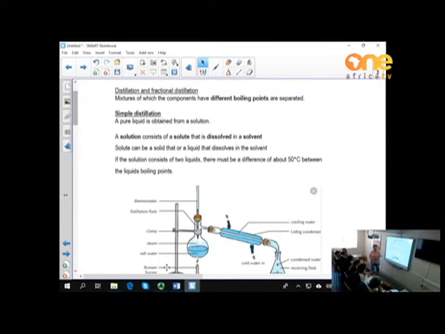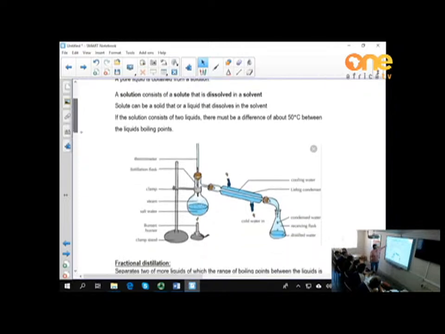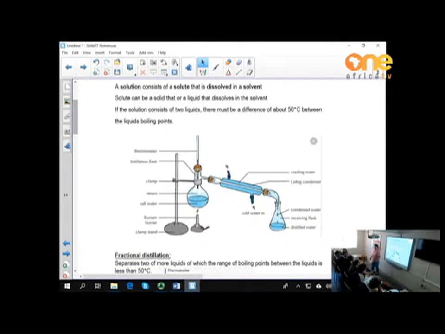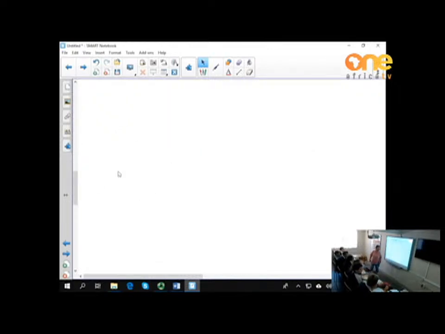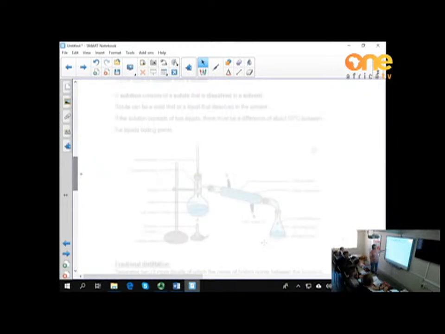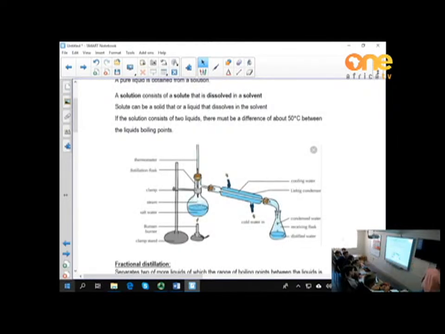Then you would be able to do a distillation to remove the liquid part from something that is dissolved in it. Now, distillation simply works on the basis that if you have substances with different boiling points, you can boil off the one substance with the lowest boiling point first, and you can condense it, and you can catch it up, and then you can get the next one with the higher boiling point. Now, this only works very well with liquids of which the boiling points differ by about 50 degrees Celsius.